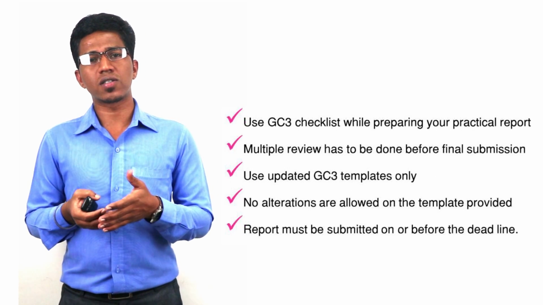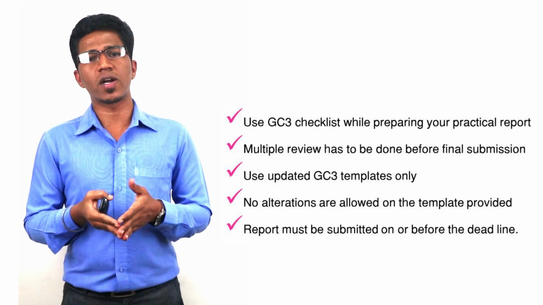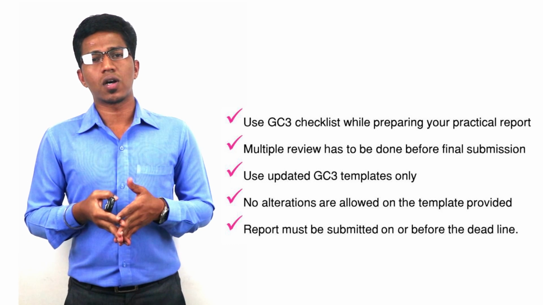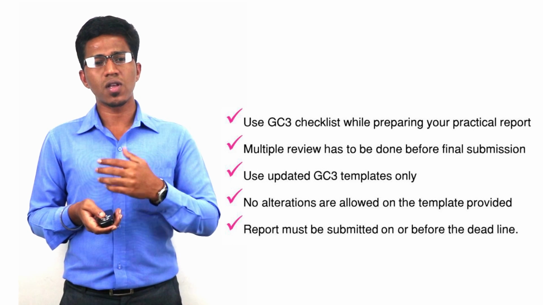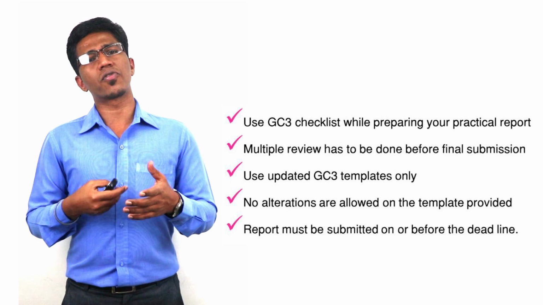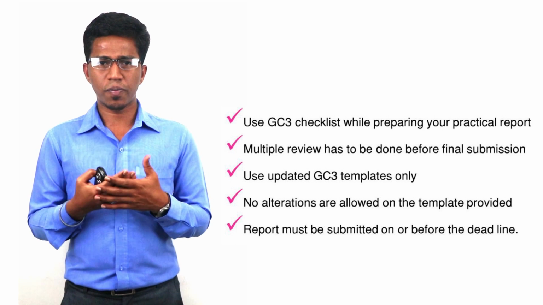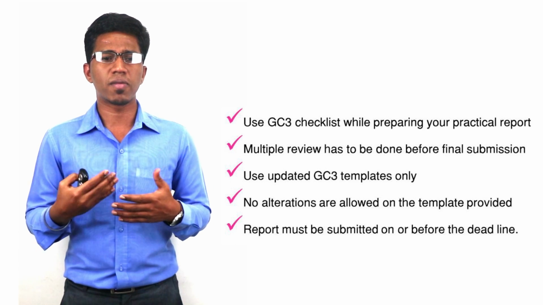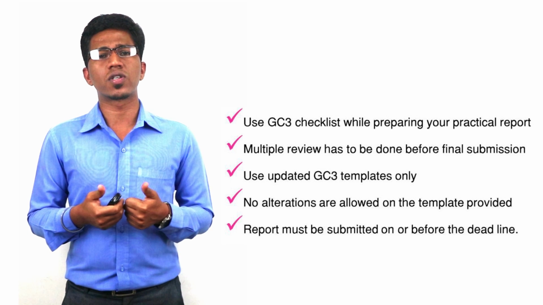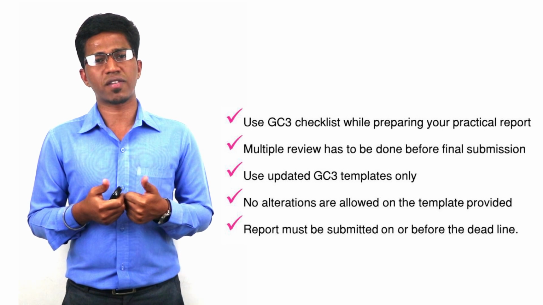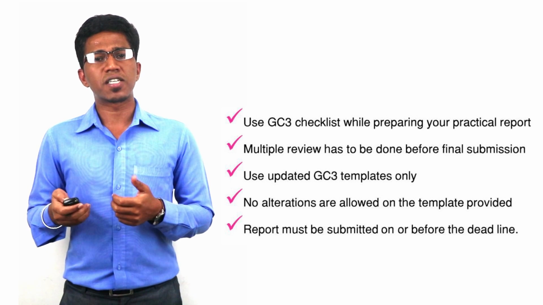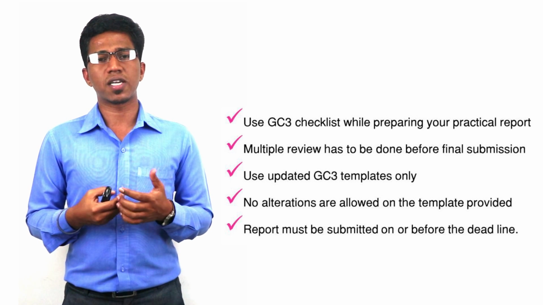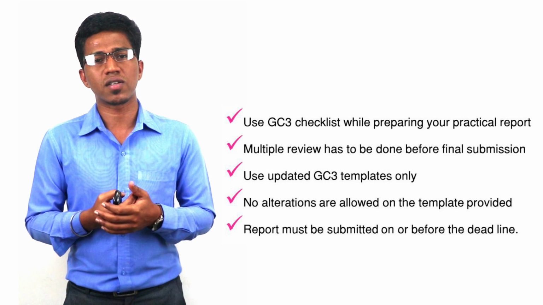Checklist is one. Supporting documents will be provided or shared with you by your trainer, so please use the GC3 checklist. Multiple reviews have to be done before you submit this report. When you're preparing a report, make sure you review it multiple times and always use the updated templates that you get from the NEBOSH website itself. Once this entire report is done, review it multiple times and make sure you're crossing that 60 bar.